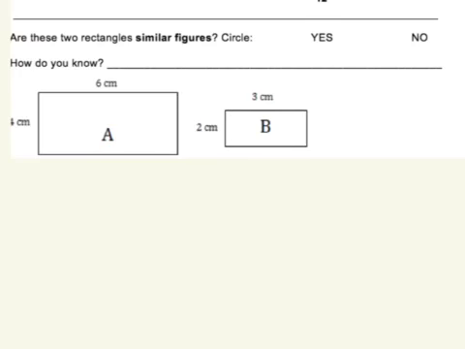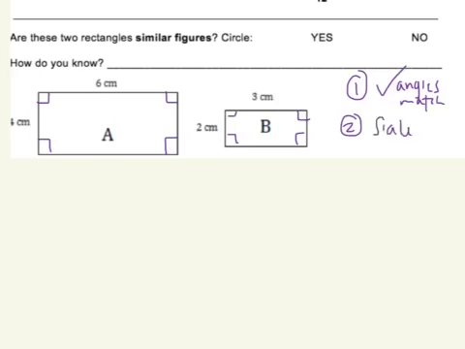So are these two rectangles similar figures? Well, first, let's look at our angles. We have a right angle, right angle, right angle, and right angle. Rectangles have 4 right angles. Let's check over here. Right angle, right angle, right angle, right angle. So first off, do their angles match? Yes. Angles match. Second thing we need to check for is a scale factor.